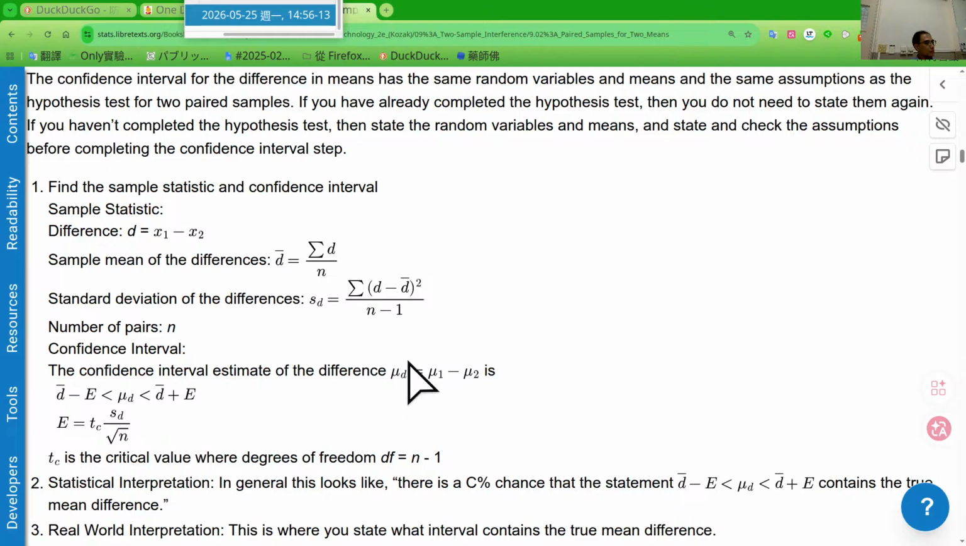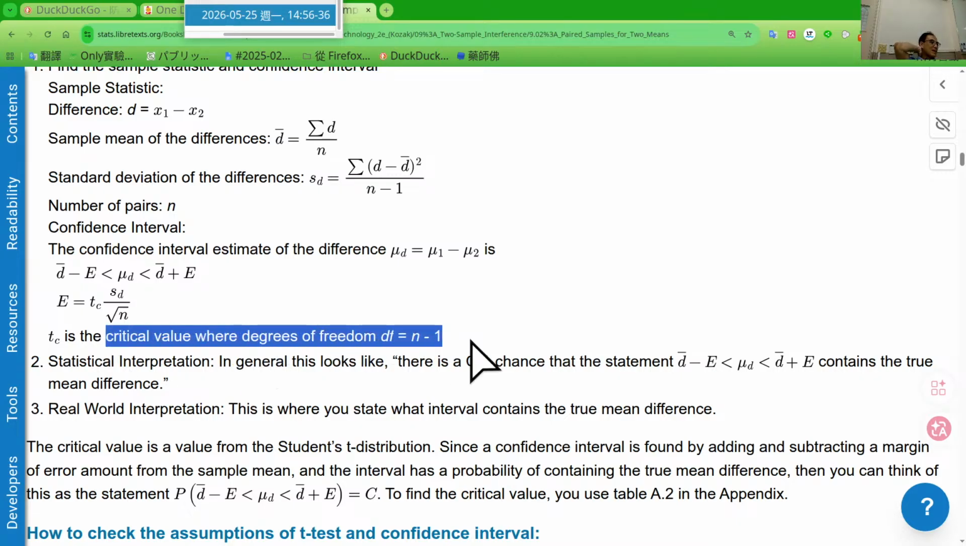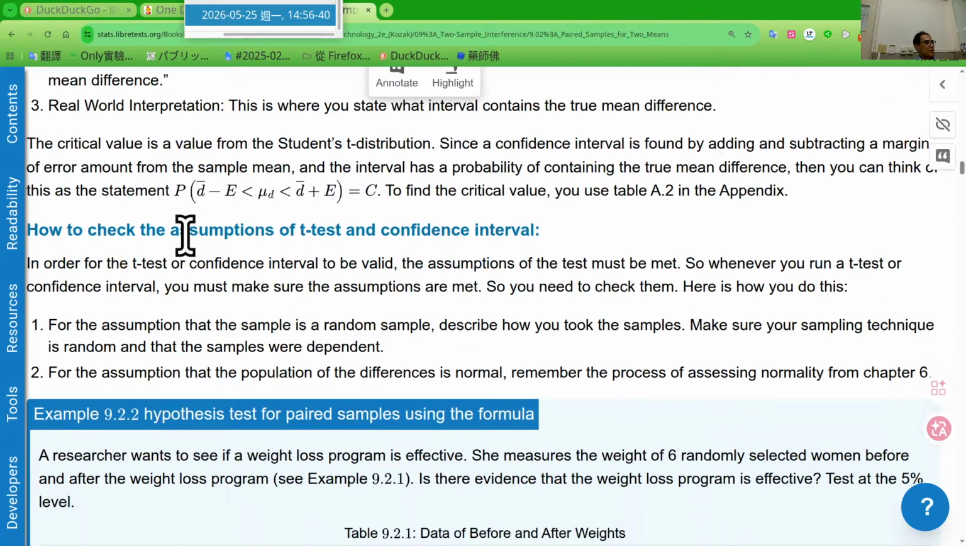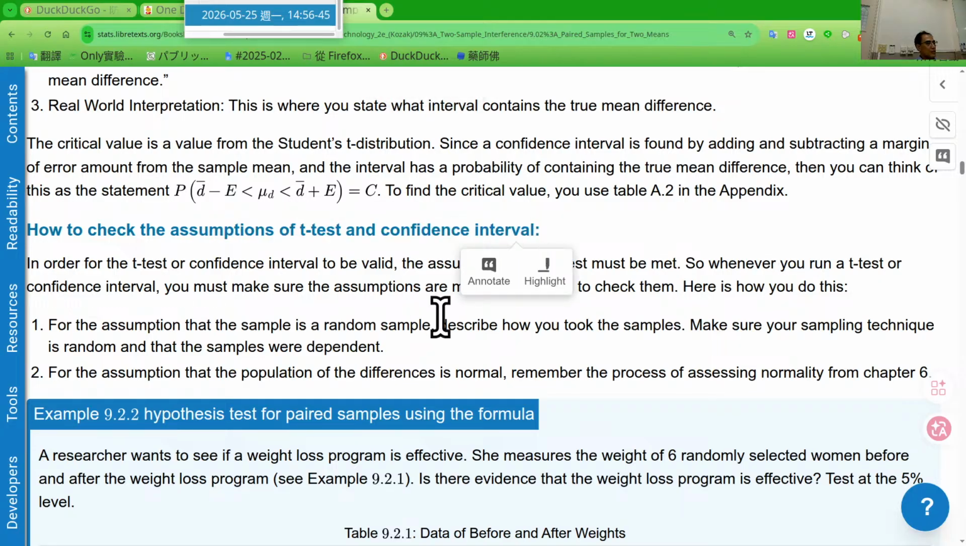Okay. Then the confidence interval of the mu-D could be in the range of D bar minus E, D bar plus E, and the E is TC times SD divided by square root of N. And TC is the critical value where the degree of freedom is n-1. And how to check the assumption of the t-test and confidence interval? Do like this one. Okay.